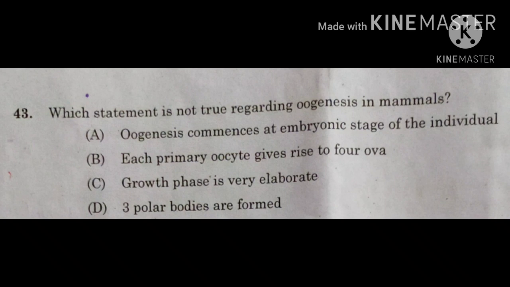Then growth phase is very elaborate. Growth phase is a very elaborate and well developed area. Then 3 polar bodies are formed. That's also a true statement. So the correct answer for this question is option B, each primary oocyte gives rise to 4 ova. That is the actual wrong statement provided in the options.